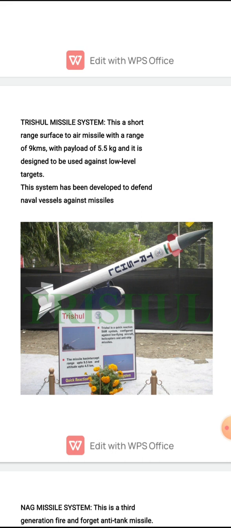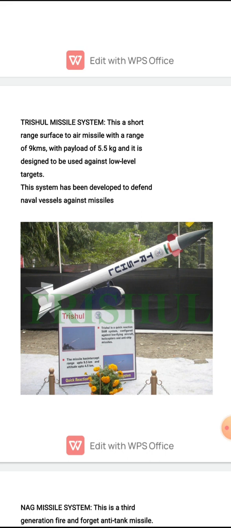So Trishul missile system is also a type of defense system. This is a short range surface to air missile with a range of 9 kilometers, and it can carry a payload of 5.5 kg, and it is designed to be used against low level targets, which means when the missiles are fired at a low distance in comparison to the ground.